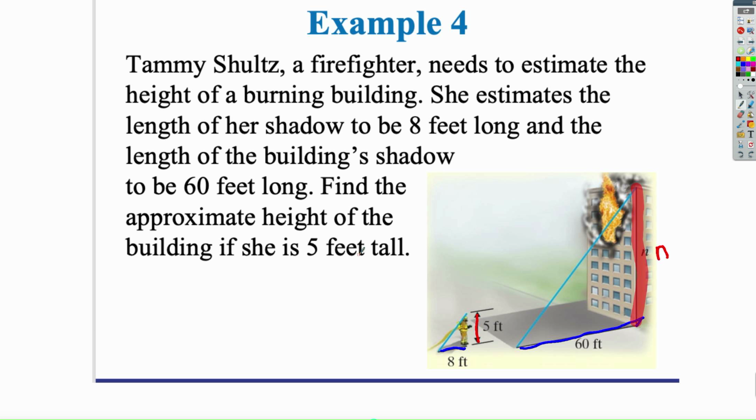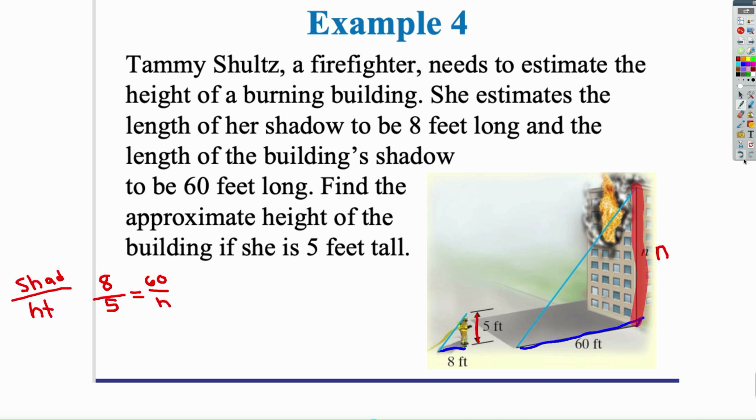So I'm going to set up my proportion. I got to decide how I want to set it up and then be consistent. So if I'm going to say 8 over 5 for that smaller triangle, I got to think about, well, what was the 8? Oh, the 8 was the shadow. And the 5 came from the height. So if I'm going to do shadow over height for the little triangle, I need to do shadow over height for that bigger triangle. So I would need to do 60 over n.